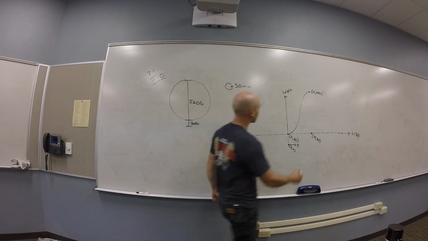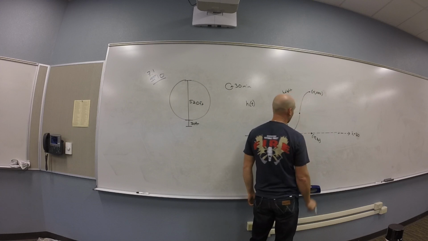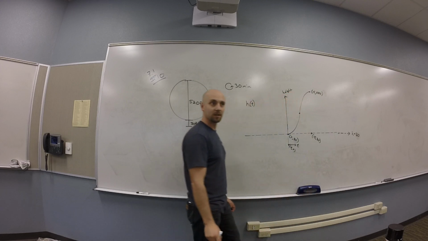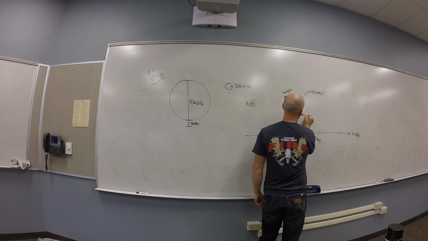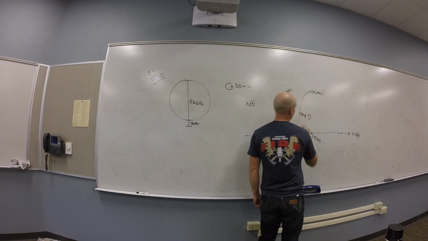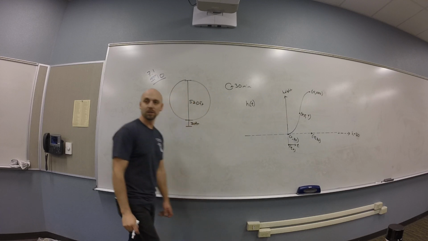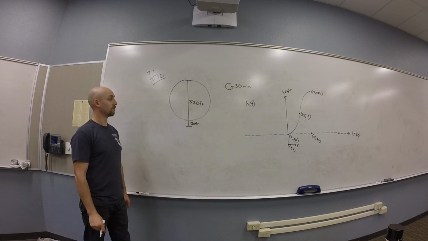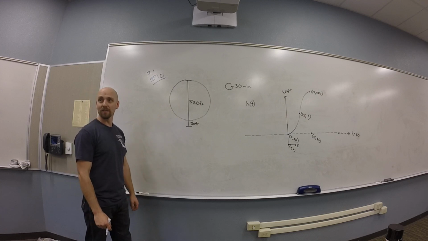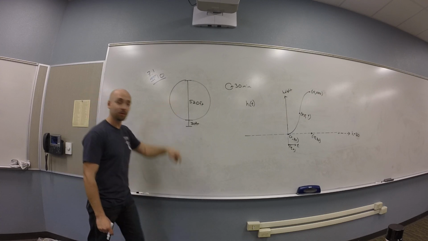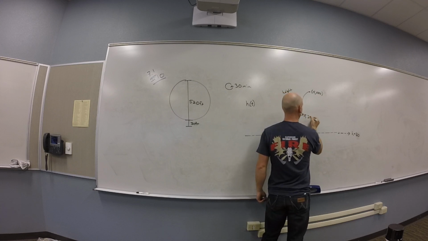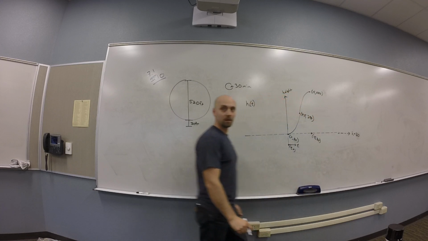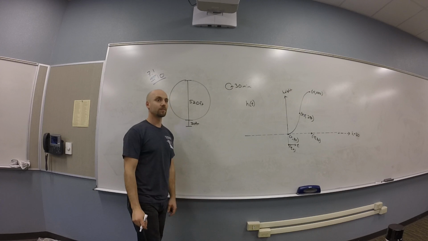Where's the point in the middle here where you're going up the fastest? 7.5 minutes. Good, that's at 7.5 minutes. And we could figure out where that value is. It's like half of 520 plus 30. So that'd be 260 plus 30, so 290. You guys with me on that?